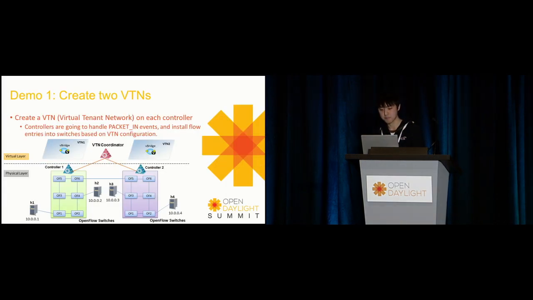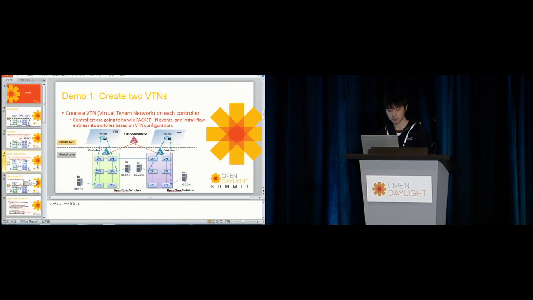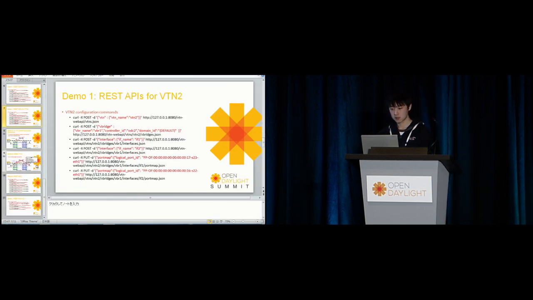So now I'm going to create a VTN 2 for communication between host 3 and host 4. So this is the configuration command for VTN 2.